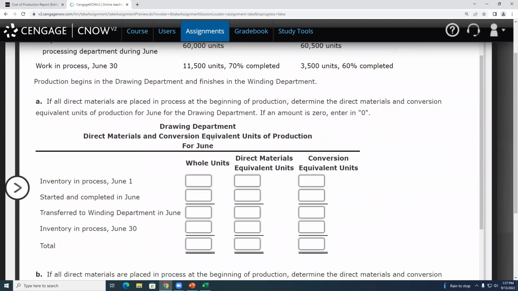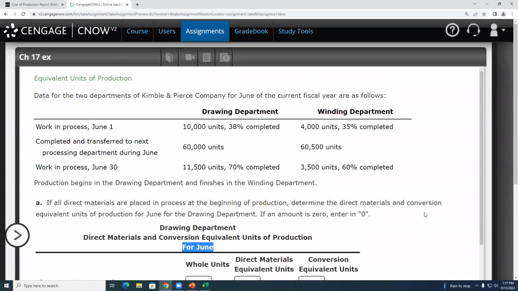So we can see in the heading for this report in letter A that this report is for everything that happened in June. So unless this was a brand new company, it's likely that they were already working on some stuff that they started in May and it carried over to June. In fact, this report is for the drawing department. If we look at the drawing department column up here, we can see that at the beginning of June, we were already working on 10,000 units that we had started in May, but just hadn't finished. How much of the work had we done? It tells us they were 38% completed.